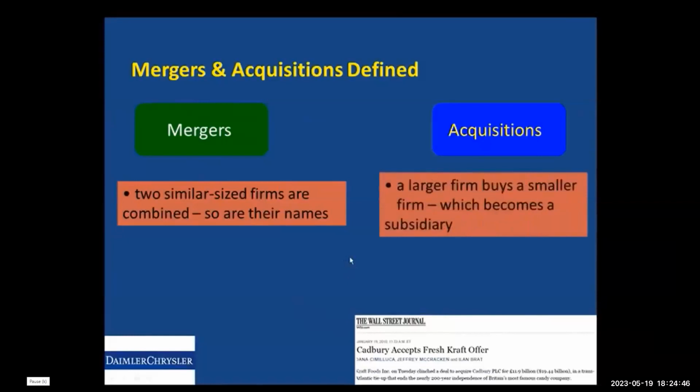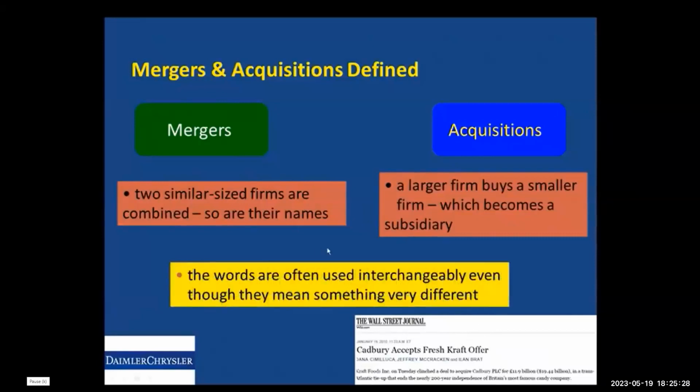Acquisitions are quite different. This is a situation where you find a larger or more cash-rich firm buying a smaller organization. The smaller organization then becomes the subsidiary of the larger organization. If the Motorola acquisition goes through, Motorola will become a subsidiary of Google. In the not too distant past, Kraft paid $20 billion to purchase Cadbury. Kraft is a United States convenience food manufacturer, and Cadbury is a confectioner into chocolates and chewing gum, and they are located in the United Kingdom. Kraft paid almost $20 billion to purchase all the assets of Cadbury.